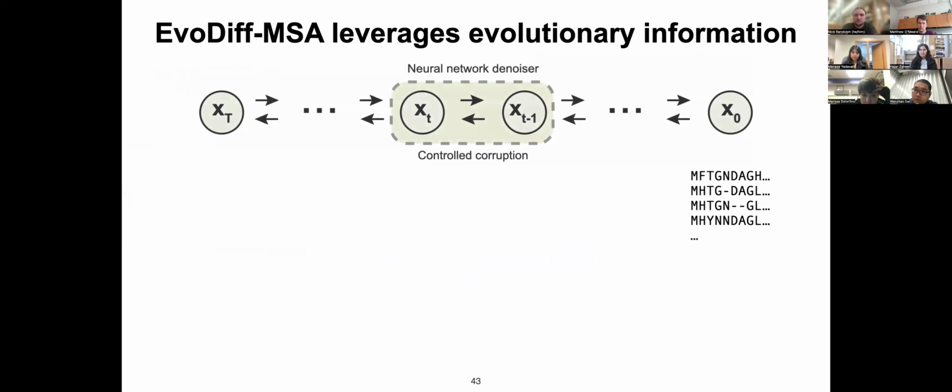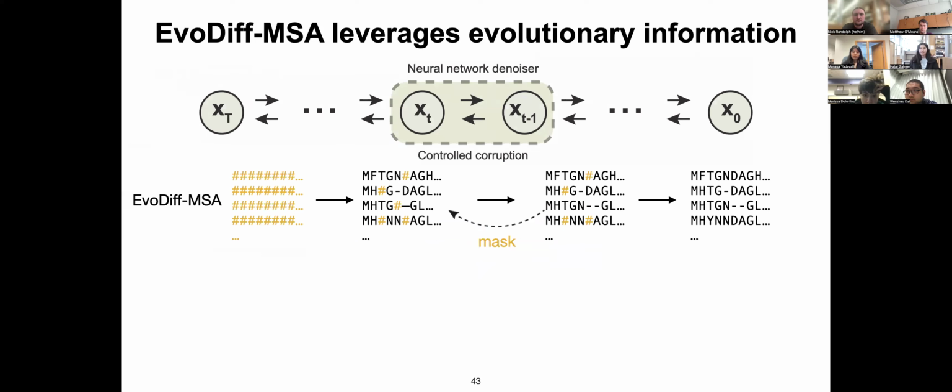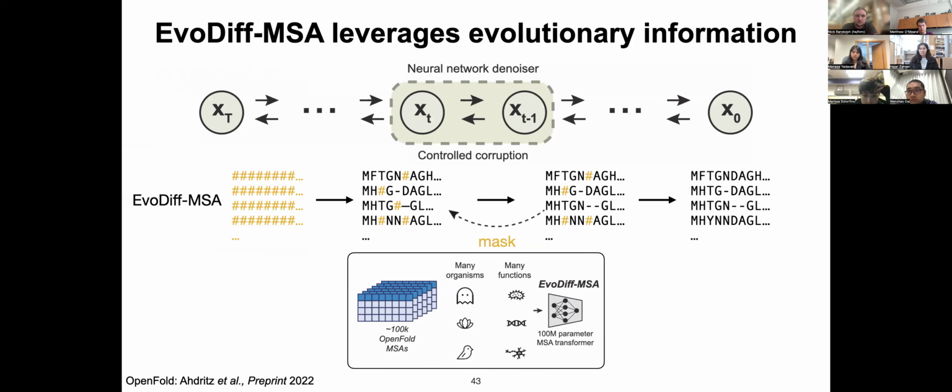Oh, sorry, I'm off with my animations. And then we pass this through the same corruption scheme that we described earlier for the sequence only. So we take an input MSA that might contain insertions or deletions. We mask out every residue within the MSA until we end up with something that is fully masked. And for this, we train a new model that's trained on 100,000 OpenFold MSAs, again, covering this wide space of organisms and functions, but in this case, the backbone is a 100 million parameter MSA transformer.